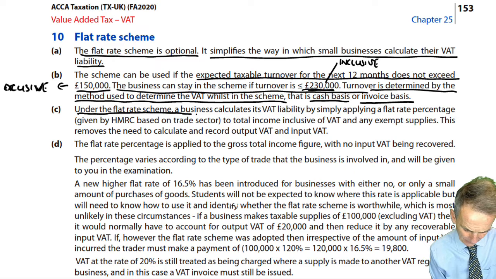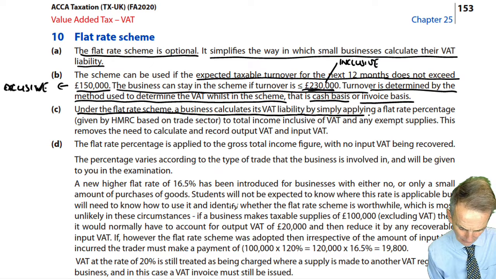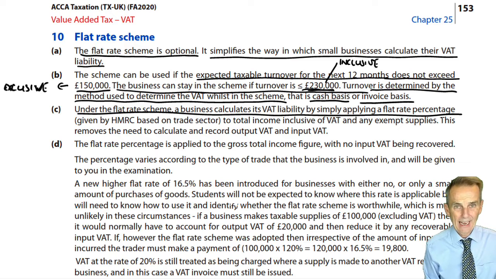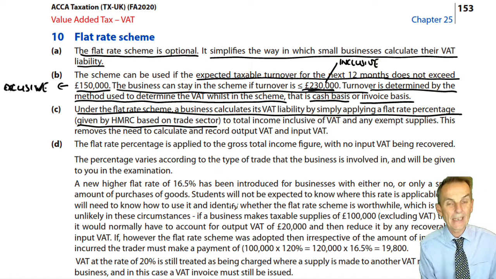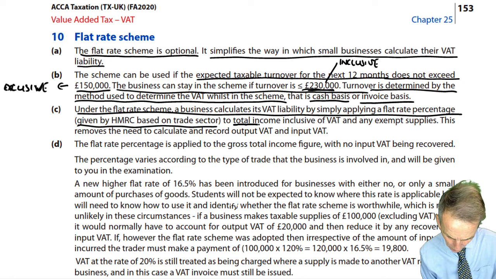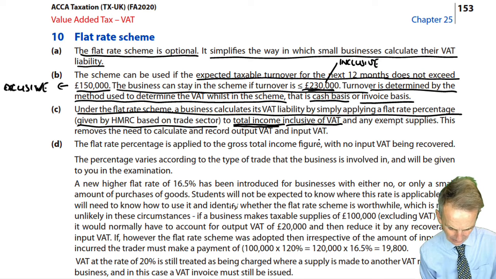Under the flat rate scheme, a business calculates its VAT liability by simply applying a flat rate percentage given by HMRC based on, as we said, the trade sector, but given to you by the examiner in the examination question. And that figure, now this is what you do have to be careful about. What do you apply that given flat rate percentage to? And that is to total income, all of your sales, inclusive of VAT, and also including any exempt supplies.